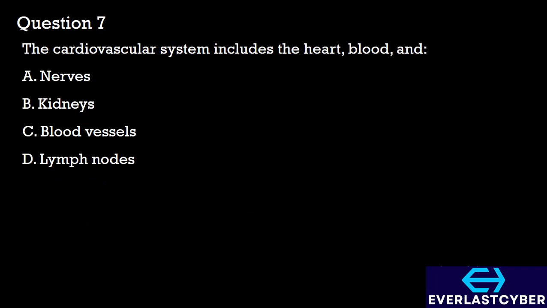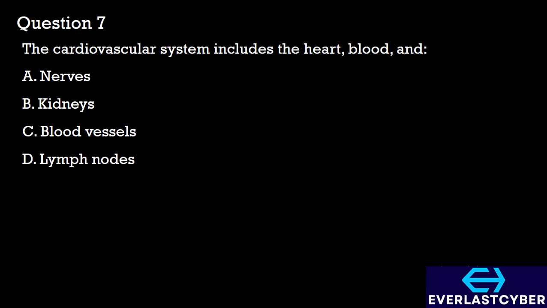Question 7. The cardiovascular system includes the heart, blood, and A. Nerves, B. Kidneys, C. Blood vessels, D. Lymph nodes. The nerves are a part of the nervous system and not the cardiovascular system. The kidneys are part of the urinary system, which involves filtering blood, but it is not a direct component of the cardiovascular system.